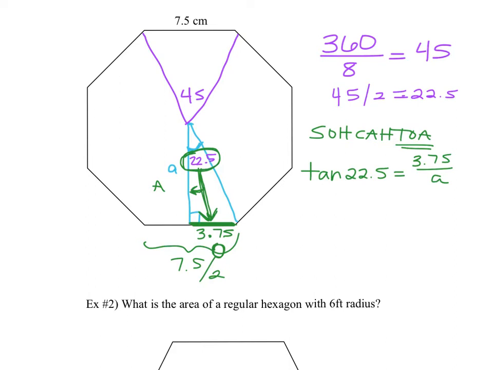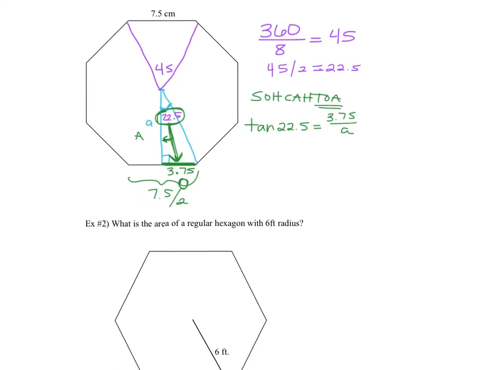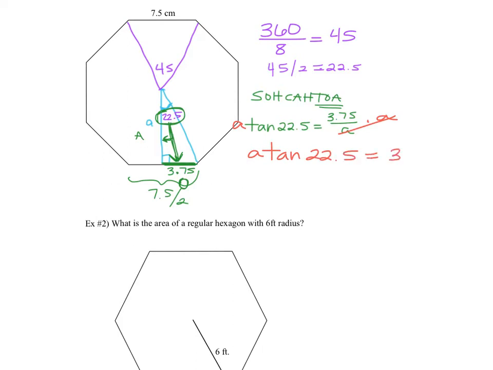These are the fun ones, when you've got to move your A around. How do you solve for A? You multiply by A on both sides. So this 1 goes away. So now you have A tan 22.5. I'm just going to rewrite it so you're seeing everything neatly here. You don't need to rewrite this for me, but just so you know what I'm looking at. How do you solve for A now? You're going to divide by tan 22.5 on both sides.